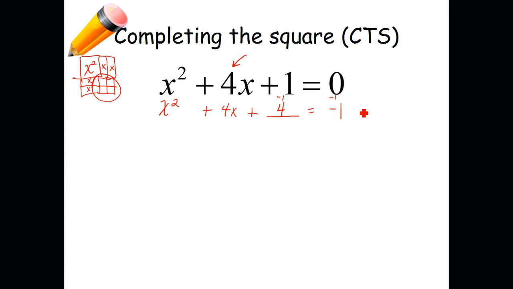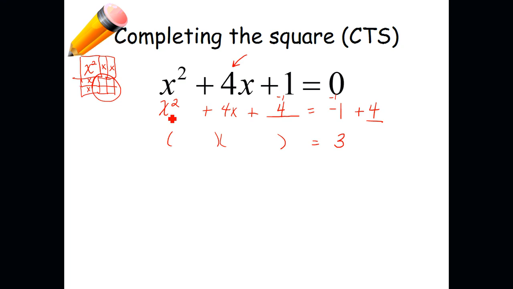But if I do it to that side, I must also do it to the other side. In order to complete the whole idea of being equal, what I do on one side of the equation, I have to do to the other. So when I do that, over here I have -1 plus 4 makes 3. Now on this side, I've created something that is now factorable.